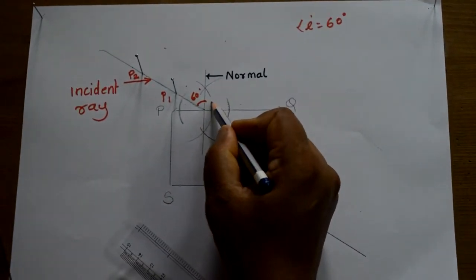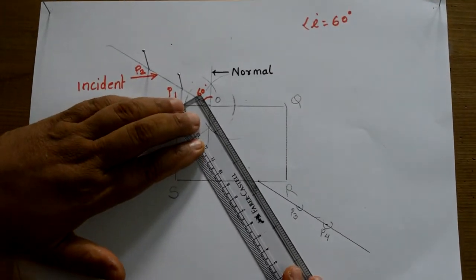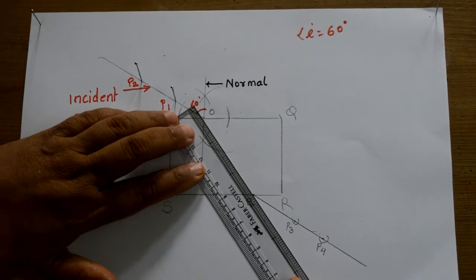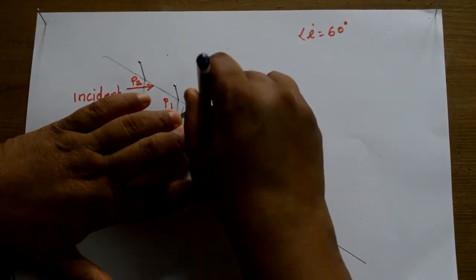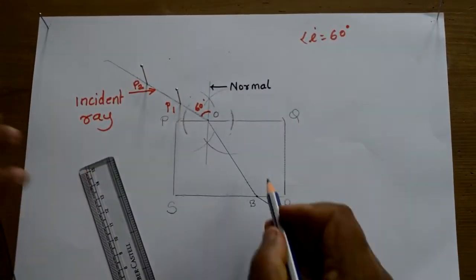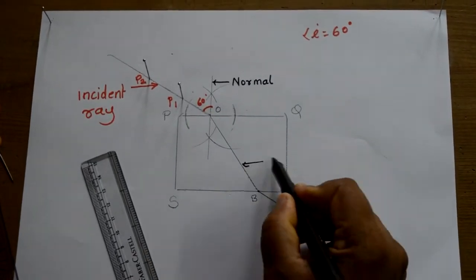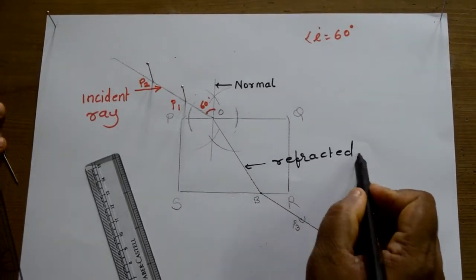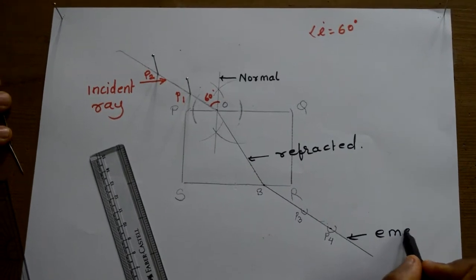This is O. Join the line points O and B. This line, as you know already, is known as refracted ray for angle 60 degree when the incident angle is 60. This line is emergent ray.